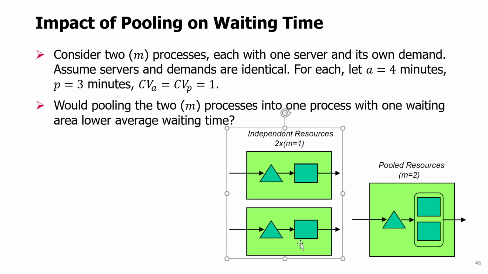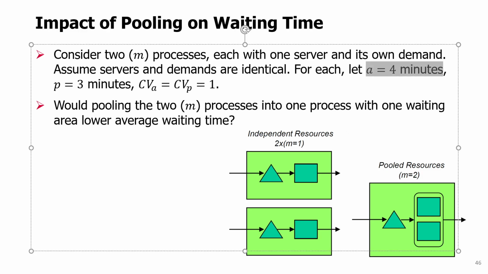The two servers here, one for one process, the other for the other process, are identical servers, and we assume the inflow of customers is identical in terms of statistical parameters. So for each, we will assume that time between arrivals is on average 4 minutes, service time is on average 3 minutes, and coefficients of variation are equal to 1.